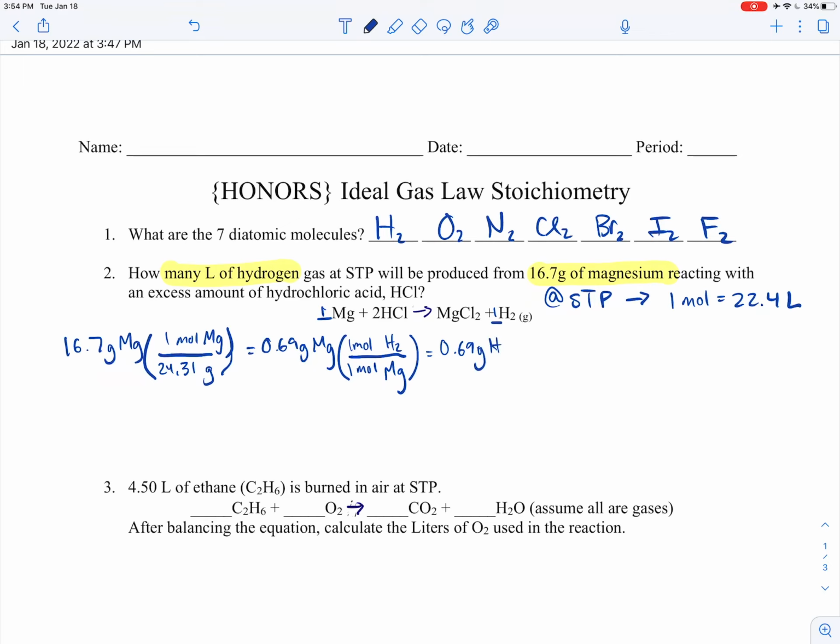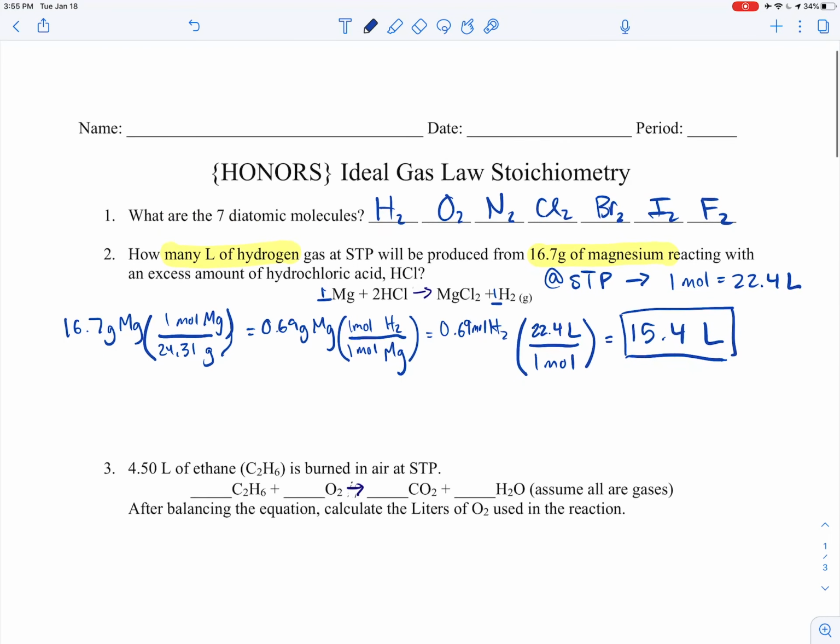So now I've got 0.69 moles of hydrogen, but I don't want moles, I want liters. So for every 1 mole of gas at STP, and this only works at STP, it's 22.4 liters. And so if we multiply these numbers together, we get our final answer, about 15.4 liters. Okay. So again, at STP, you just have to use stoichiometry to solve this kind of problem.